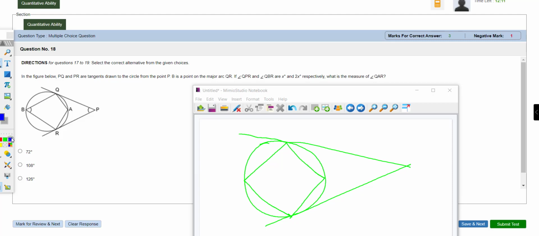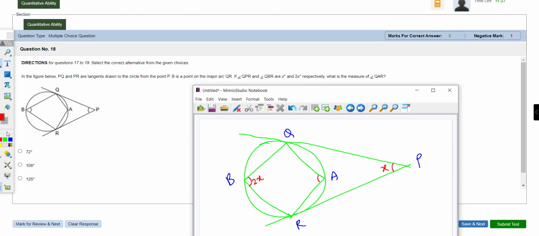Over here, we know that this is B, A, Q, R and P. Okay. So what we know is angle QPR is x degree. Okay. And then angle QBR is 2x degree. We want to find QAR. We want to find this angle. Okay. So what we can do here is, look here. What we can do here is, this is x. Okay. The sum of these 2 angles is 180. Angle A plus angle B is 180 degree. But we don't know the value of x. So first of all, we need to get the value of x.